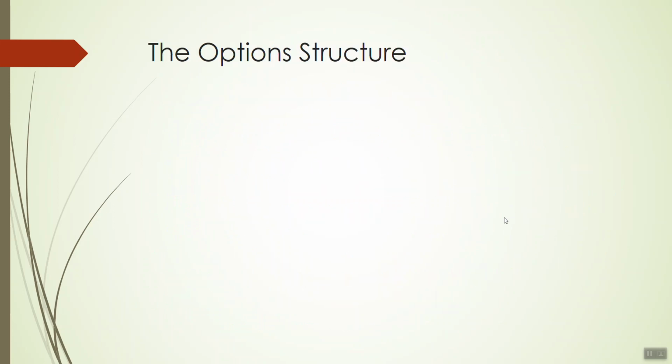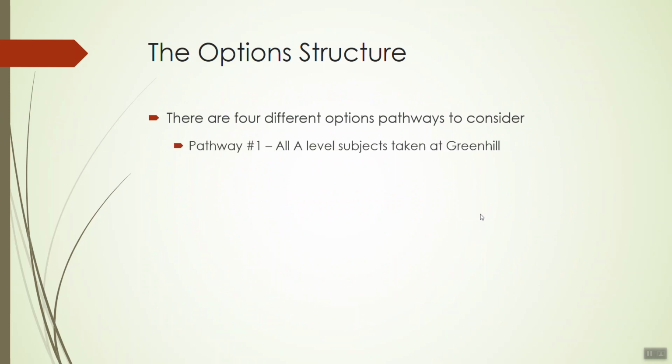So then we come to the options structure, and there are 4 different ways that you can choose to follow your studies including the sixth form at Greenhill. So pathway 1 is the most straightforward. It's where you're going to choose to take all 3 of your A-level subjects and your Welsh Bacc at Greenhill.